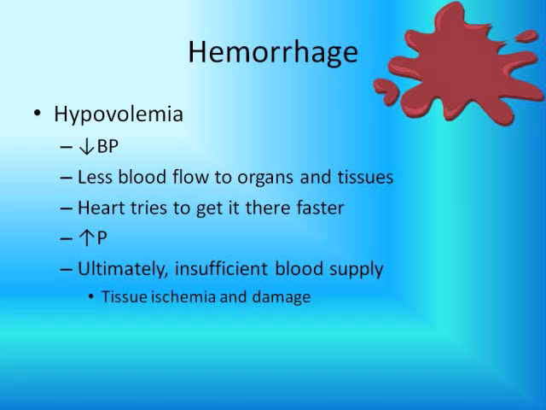That leads to a drop in blood pressure, which will in turn lead to less blood flow to the organs and tissues. Since there's less blood getting to the organs and tissues, the heart works harder to try and get the blood there faster. So we see an increase in pulse. But ultimately, there's going to be an insufficient blood supply, which can lead to tissue ischemia and damage.